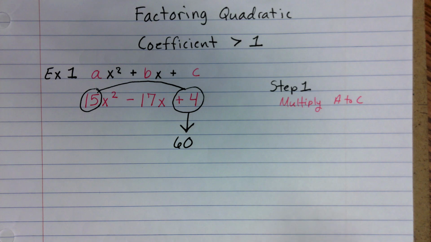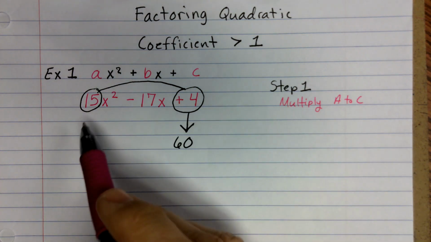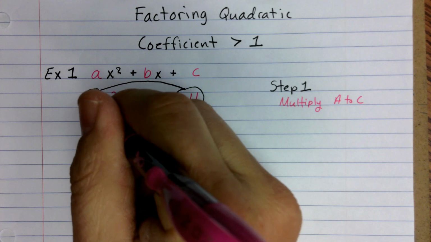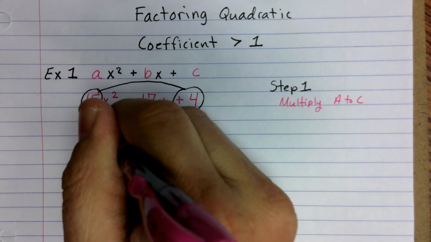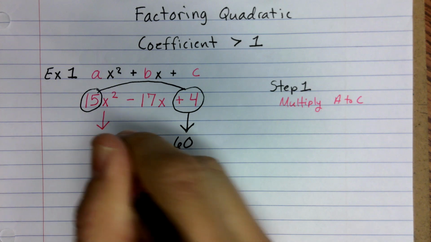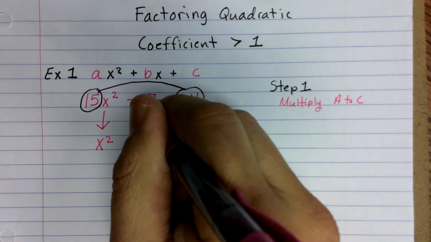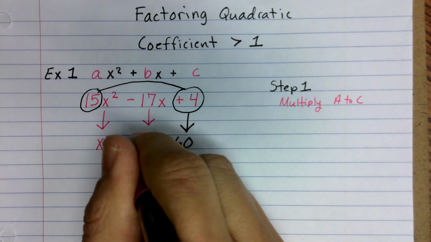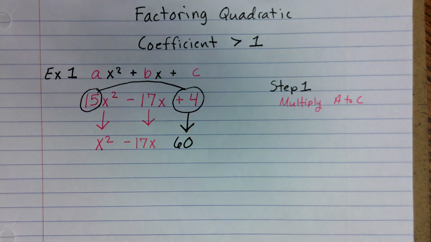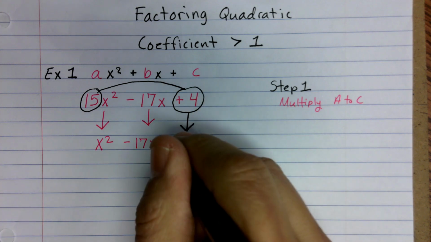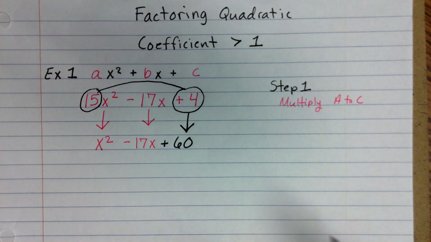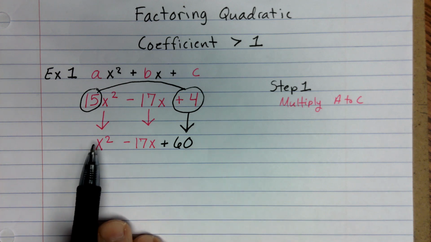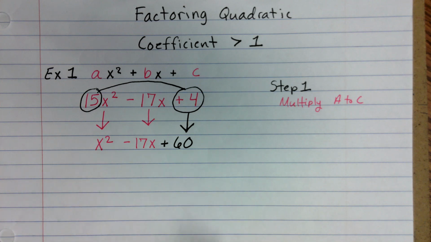Now that I got 60 there, and I've done this multiplication, I can ignore the 15 from now on. I'm just going to rewrite these first few terms. In other words, I'm going to bring down my x squared, and I'm going to bring down my b value, negative 17, and it's x. And since it was a positive 15 times a positive 4, that was a positive 60. So now I have a new quadratic, or it looks to be a new quadratic, and this is much easier to work with. Notice my coefficient is 1. There's an invisible 1 in front of that leading term, x squared.